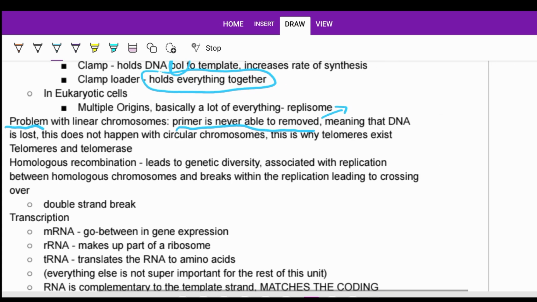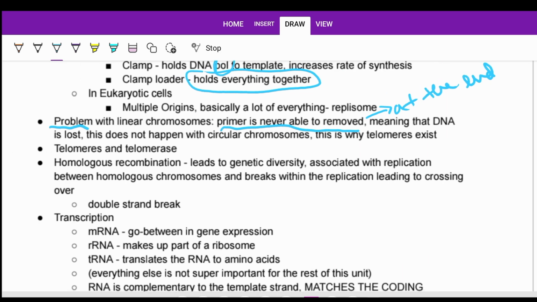Just because of how it's replicated. And this means that we are essentially losing little chunks, like 5 base pairs. We're losing little chunks of our DNA every time our chromosomes replicate, which is a big problem, right? Because what if that last snippet of DNA contained something really important? You kind of want it to stay there, not just be lost. But that's kind of what's happened.